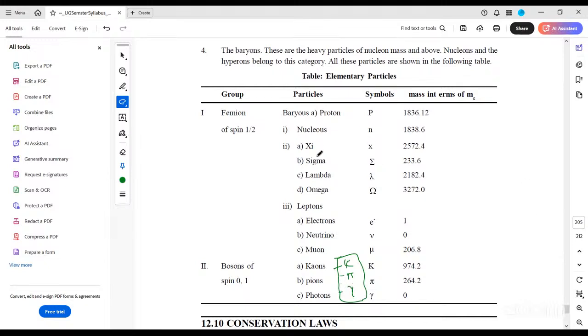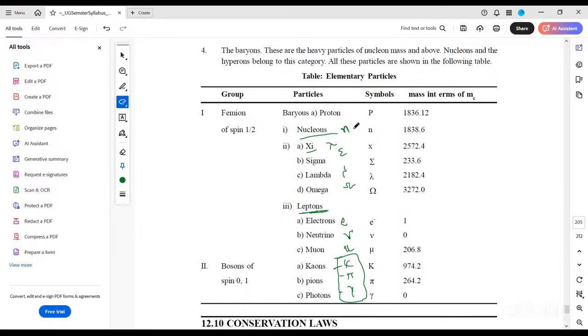And next, spin 1/2 ని 3 parts గా డివైడ్ చేసిండు. ఒకటేమో లెప్టాన్స్, ఇంకోటి న్యూక్లియస్, ఇంకోటి కై, సిగ్మా, లాంబ్డా, ఒమేగా. లెప్టాన్స్ లో ఎలక్ట్రాన్, న్యూట్రినో, muon. Nucleus is N. This is about what we discussed. This is about classification of elementary particles.